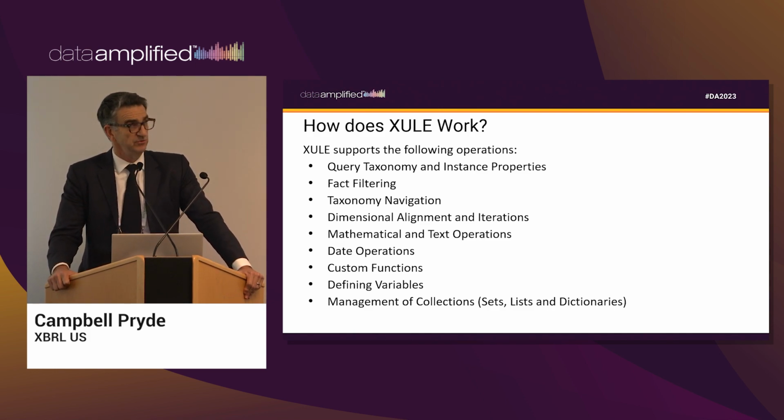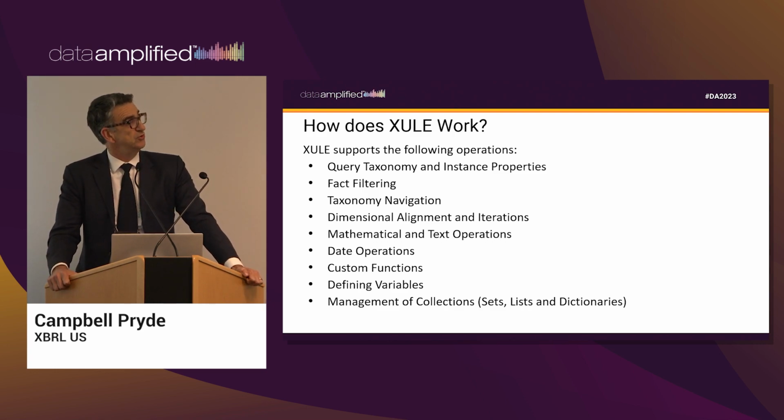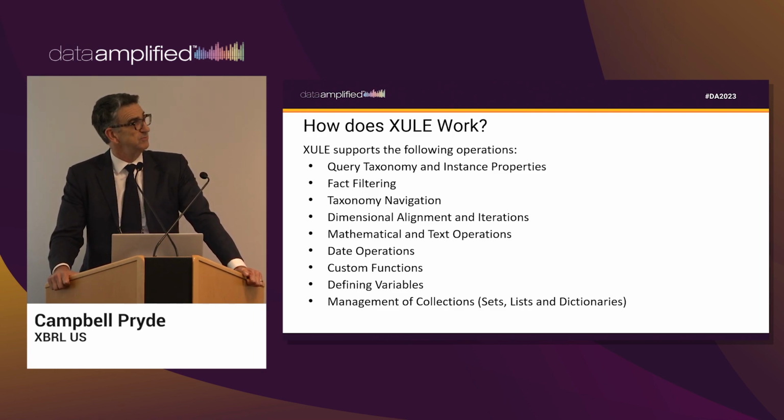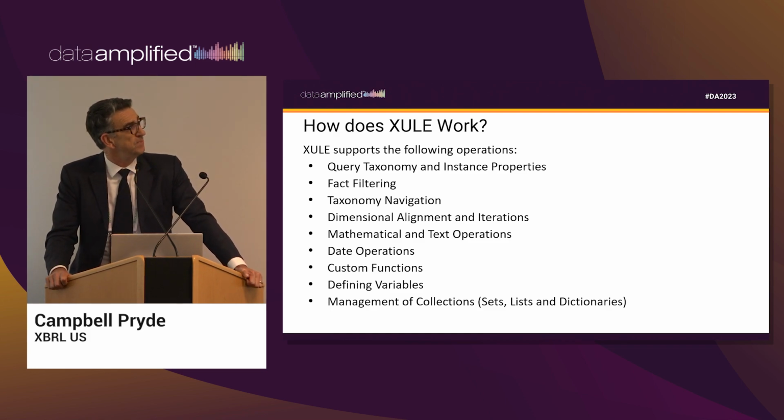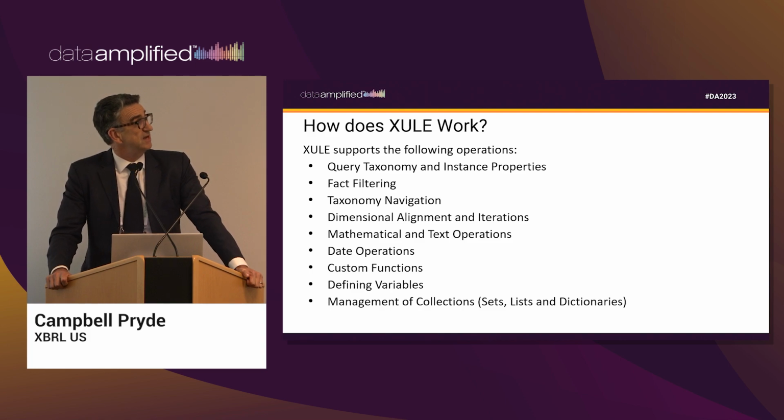The other idea is fact filtering, which we saw with the non-neg example. You can filter things on dimensions, multiple dimensions, some dimensions, then the dimensions later, which is useful. And taxonomy navigation. This is something that is very, very useful. We use this all the time.